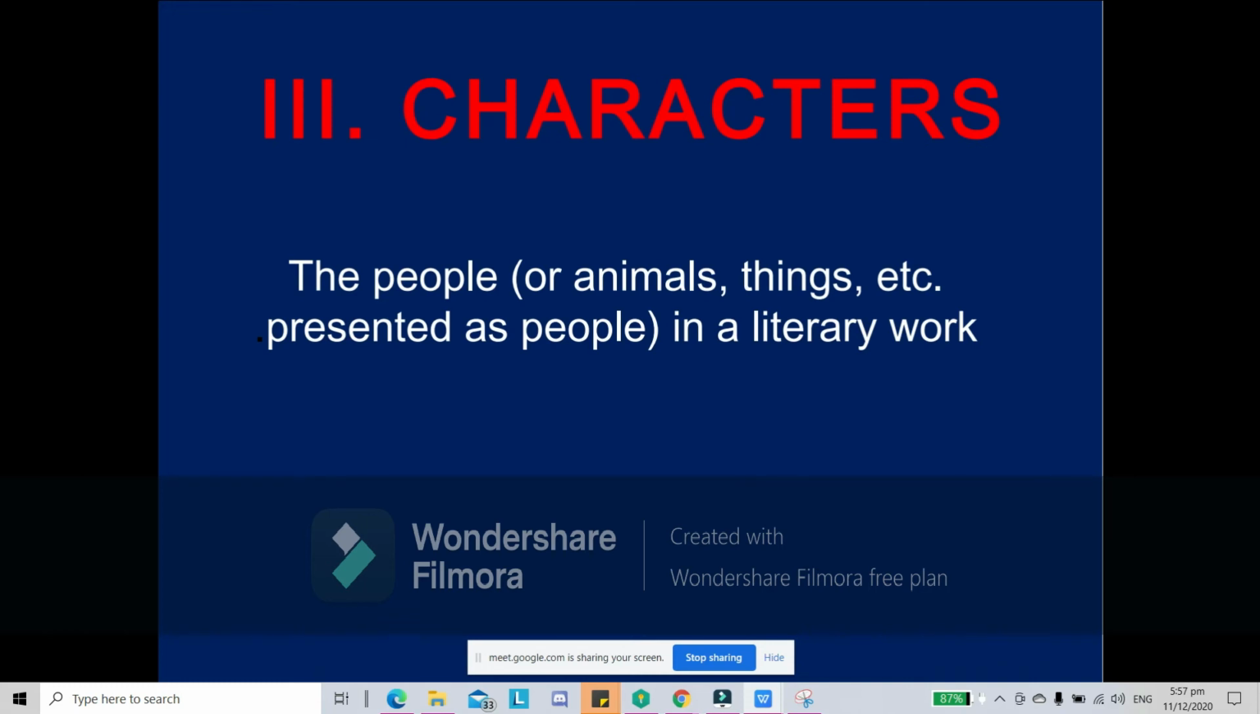So next is flat characters. Flat characters are stereotype, shallow, and often symbolic. They have only one or two personality traits.